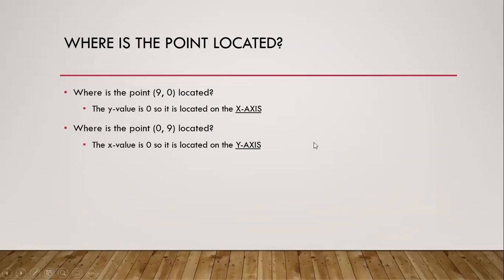So that means I can know automatically where things are located simply by the fact that I have some information. Where is the point (9, 0) located? Well, I look at it and I go, well, the y value is 0. What that tells me is that we're on the x-axis. If I look at the point (0, 0), the x value is 0, I know it's located on the y-axis. So that's just things I know just by looking at it.